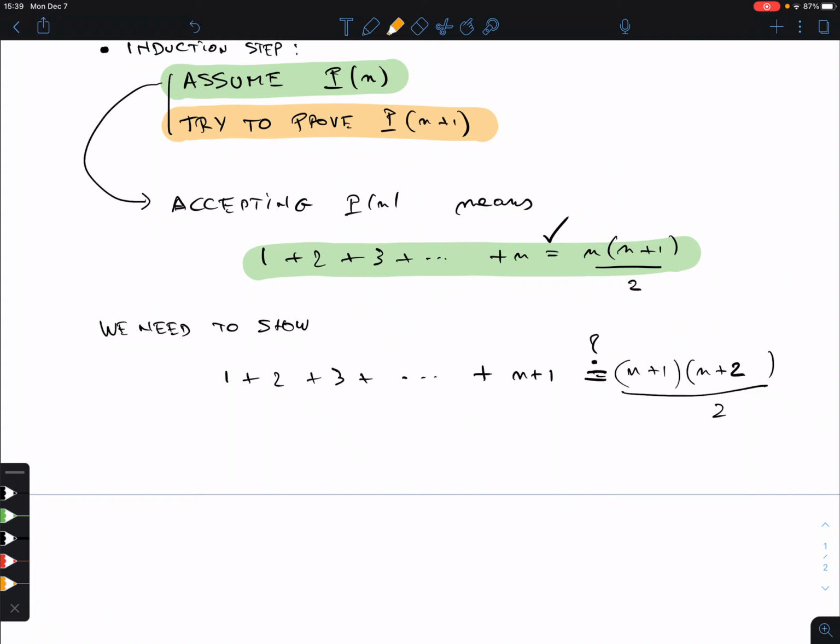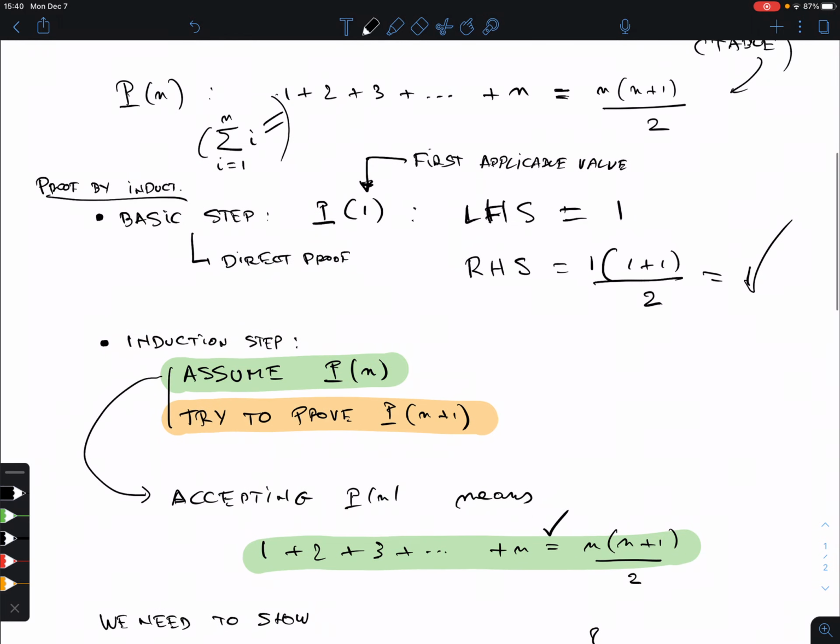Okay, so let me now make this. This is what we need to prove. But then we still need to do this. This is not the end of the story, because this needs to be verified. We need to get rid of this question mark. Is this true? And how do we do this? Well, we work again as we did in the base case.